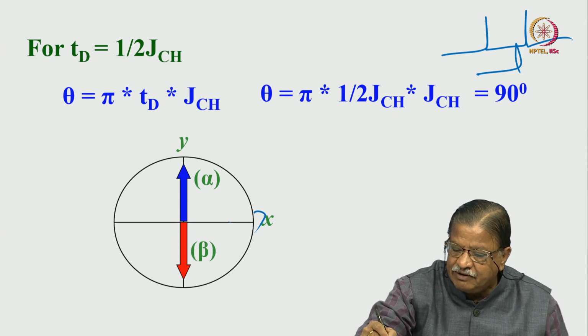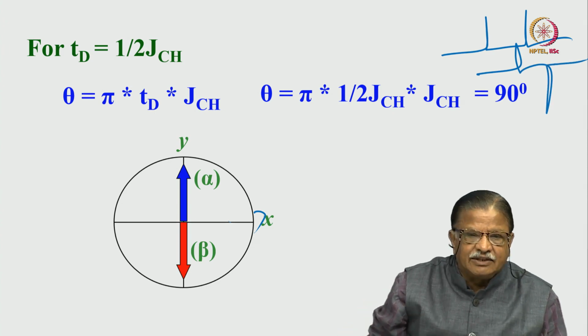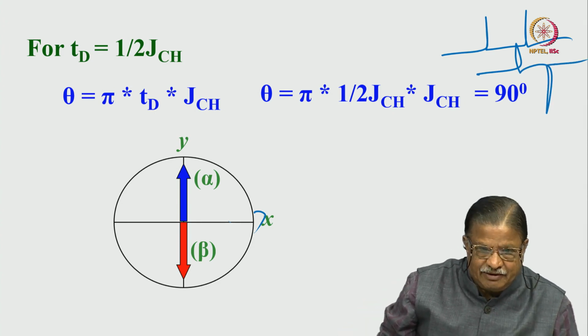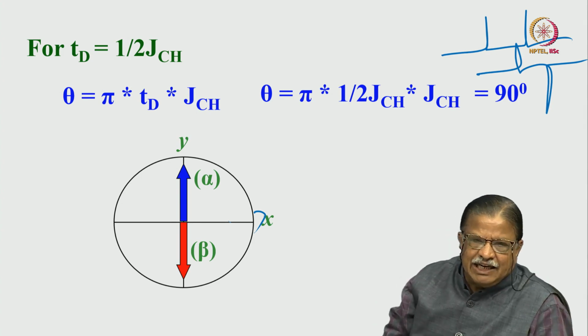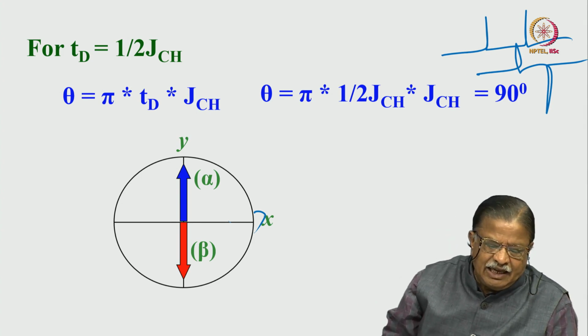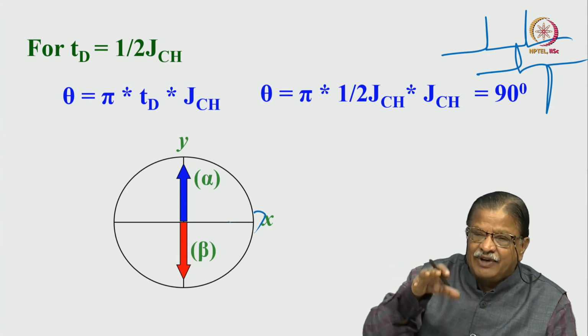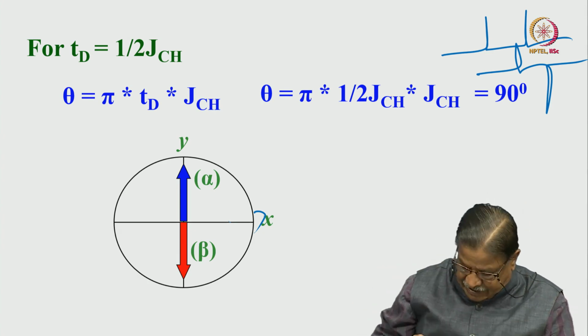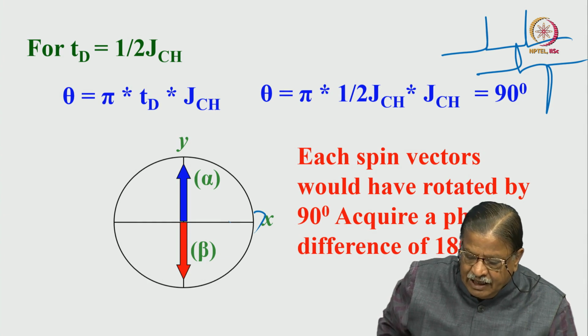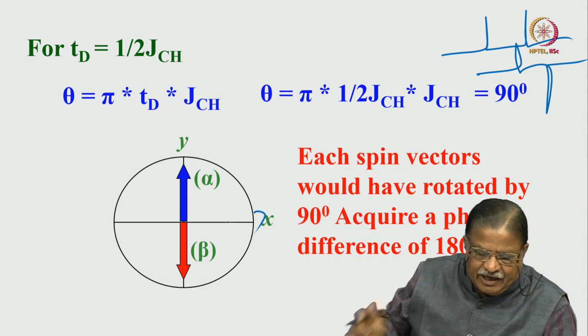If one is positive, other is negative like this, it is called an anti-phase doublet. So now after exactly 1 over 2 JCH, the alpha and beta components would have become anti-phase. They would have acquired anti-phase character, exactly a phase difference of 180 degrees.